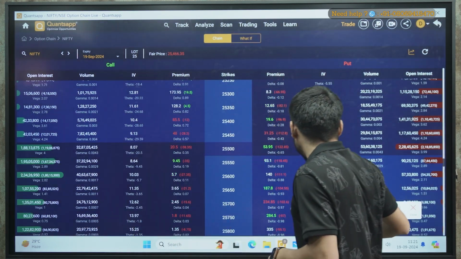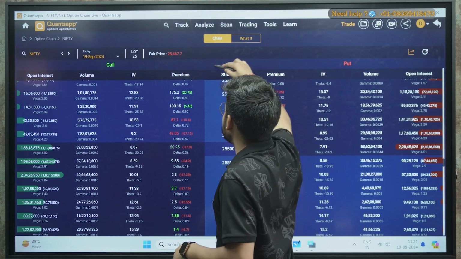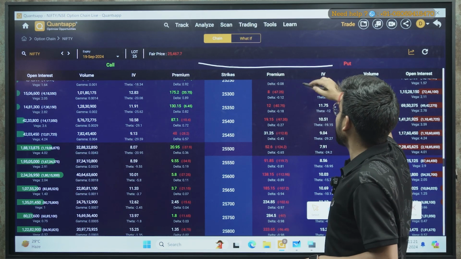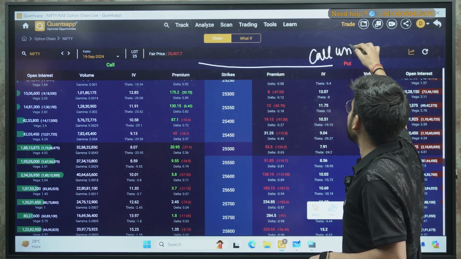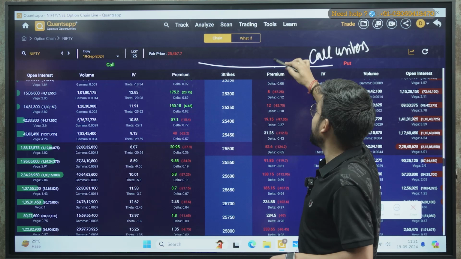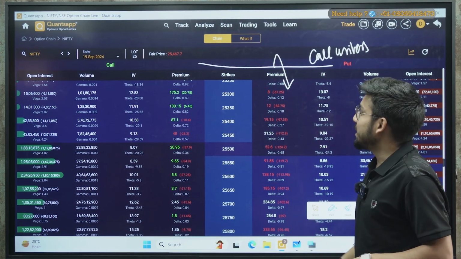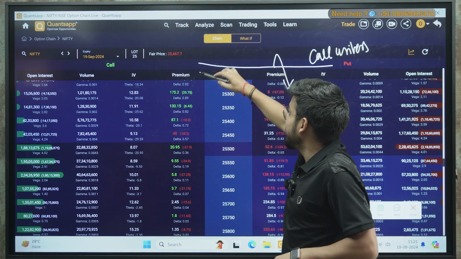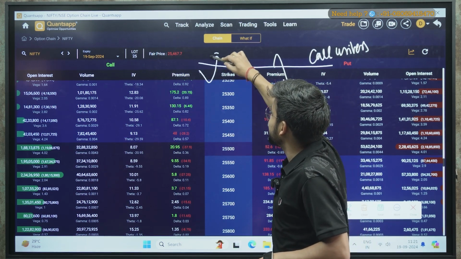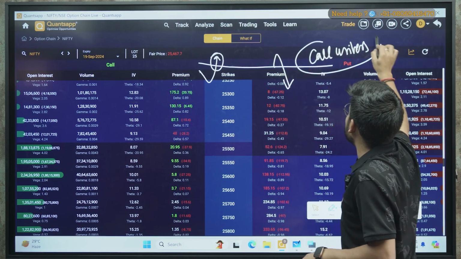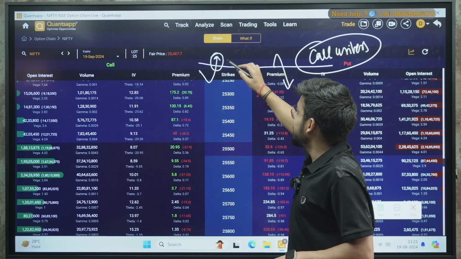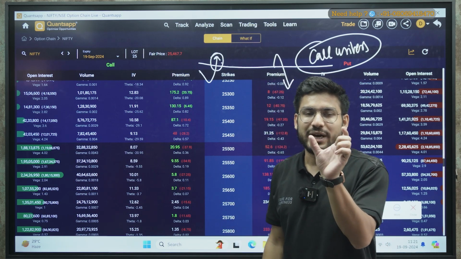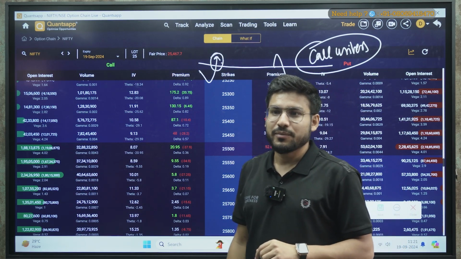For example, suppose this was a level, and there are some call writers sitting here, call writers who want the market to remain below this level. Now at any point of time, if there is aggressive buying and my market breaks this level, it means these call writers are being trapped. That is the point when the tool will give you a signal that you can initiate your buying.